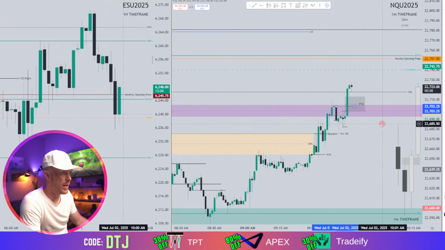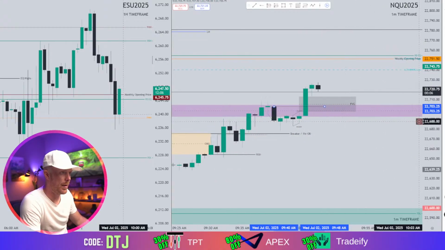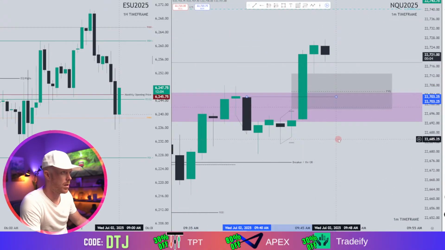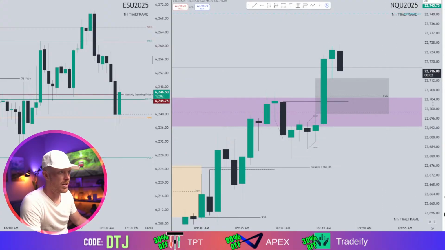Yeah, if it can get into this fair value gap, I would be tempted to take a long. I just like the structure of it.